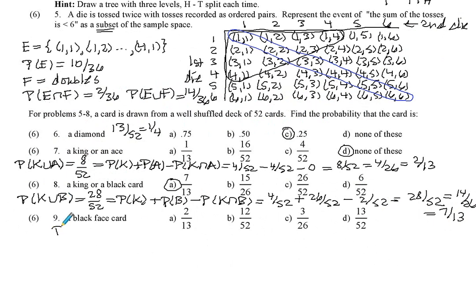So this is asking, what's the probability that it's black and a face card at the same time? That's 6 out of 52. Which is, if we reduce that, 3 out of 26, which is C.